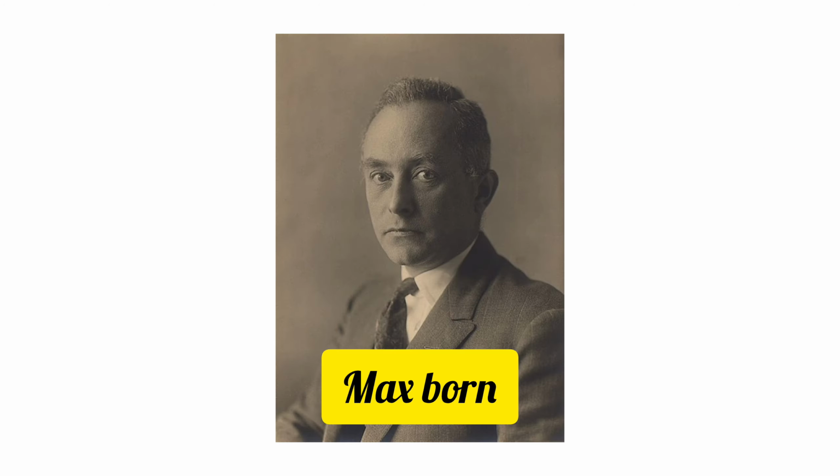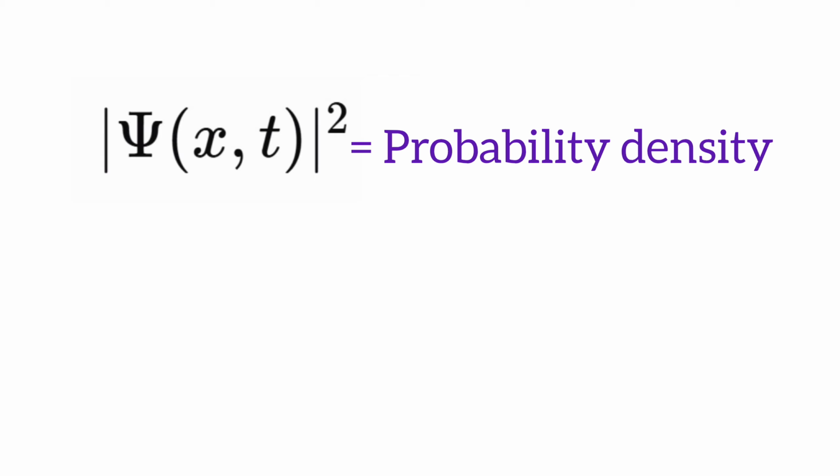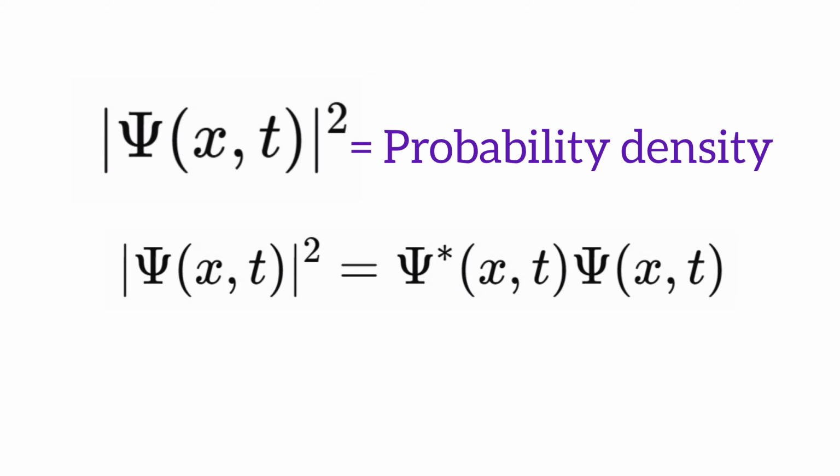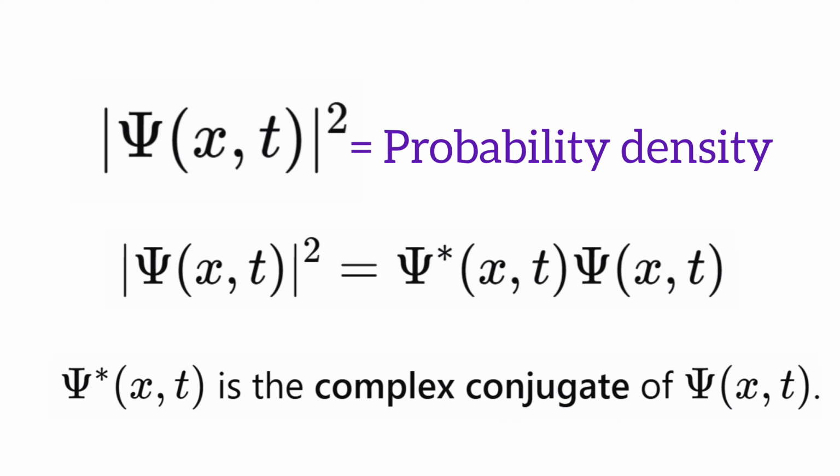In 1926, German physicist Max Born provided a groundbreaking interpretation of the wave function. He proposed that the square modulus of the wave function represents the probability density of finding a particle at a given position x at time t. Mathematically, the square modulus of the wave function is equal to psi star into psi, where psi star is the complex conjugate of psi.